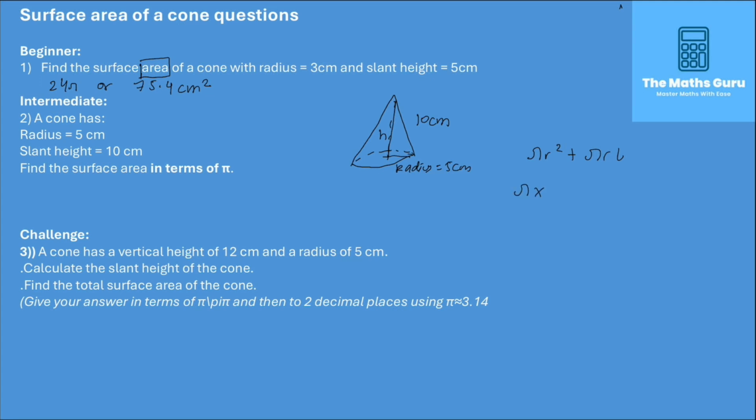So we do pi times by our 5 squared added with our pi times by our 5 times by our 10. This leaves us with 25 pi on this side plus 50 pi here, meaning the answer is 75 pi.